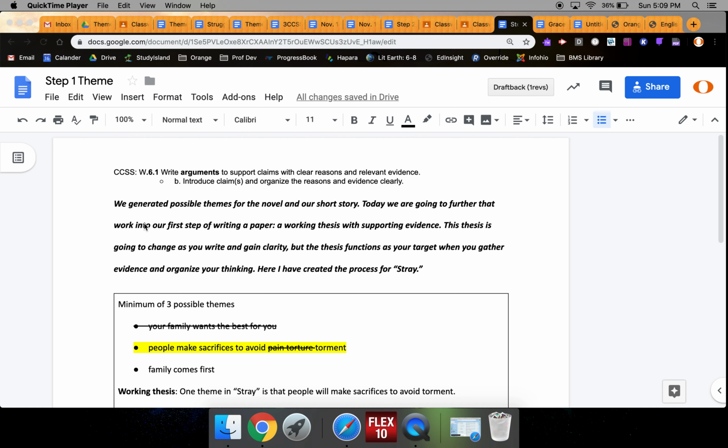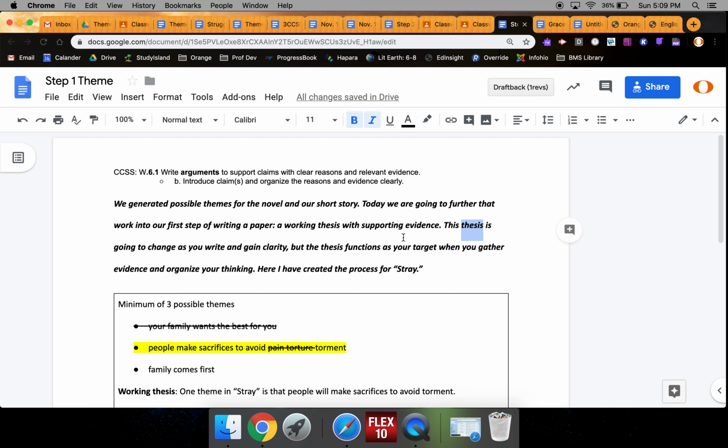Today, we're going to write a thesis. And a thesis is perhaps a new word for you. If it is not a new word for you, congratulations for remembering it. For those of you that it is new, a thesis is a one sentence summary of what you want to say in your paper. So someone who reads this sentence would know exactly what your paper is going to be about.